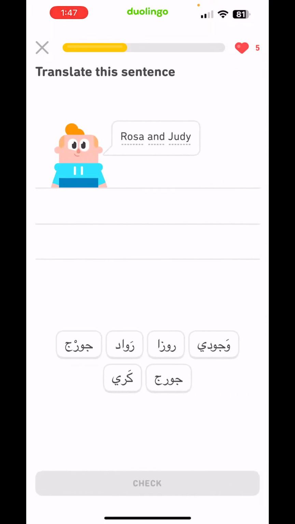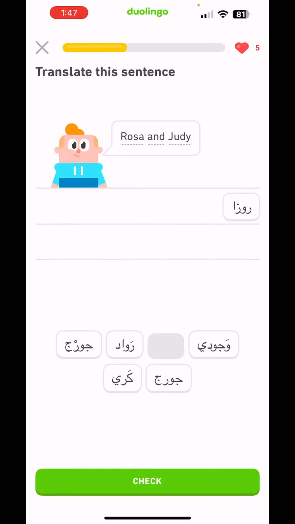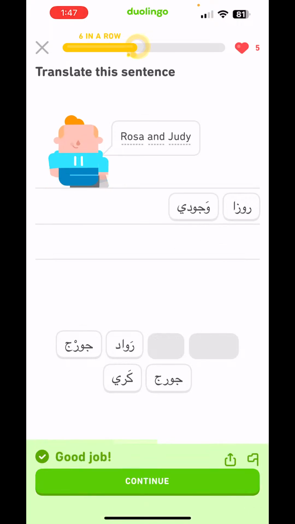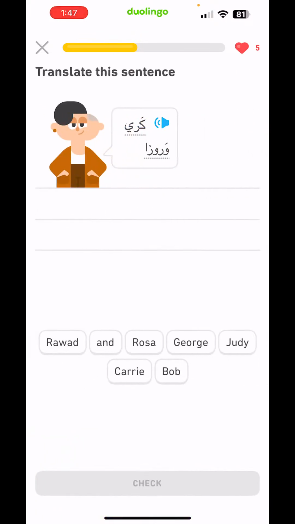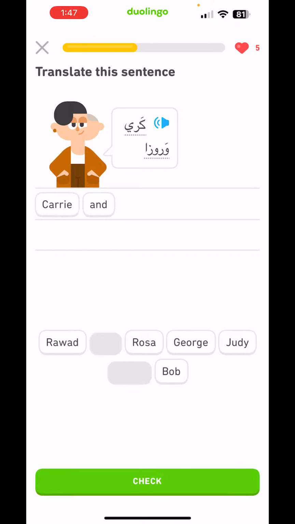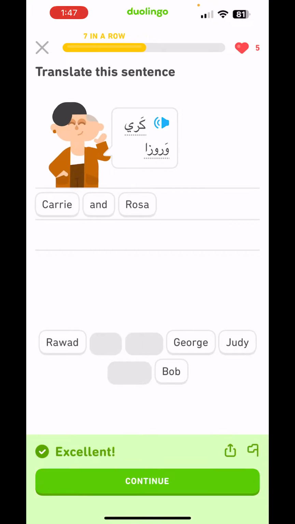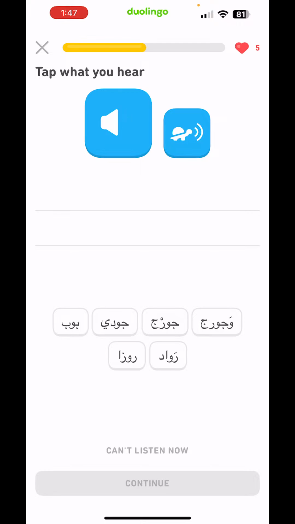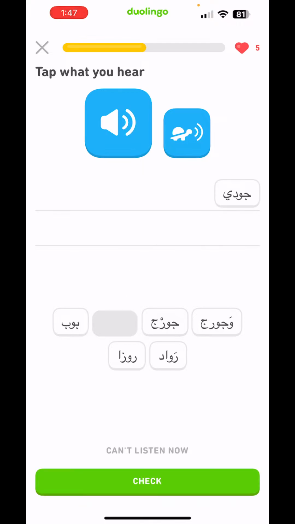5 in a row. Rosa and Judy. Oh, that's Kelly. Okay, and Judy, that's what. Yeah, that's Judy. Kelly and Rosa. Judy and George. So Judy, and George. I don't know. Was it? Let's see. And George. Yep.